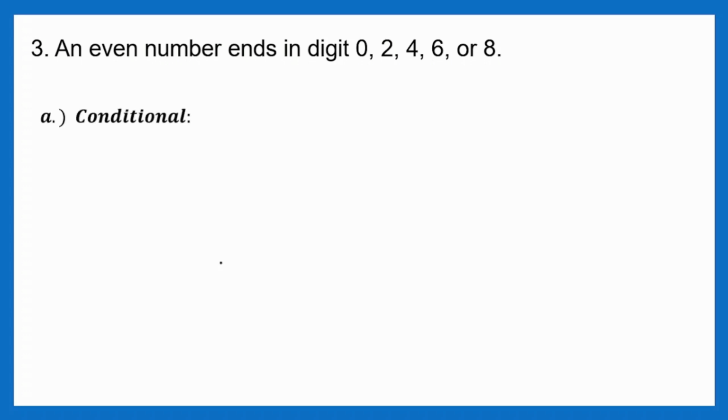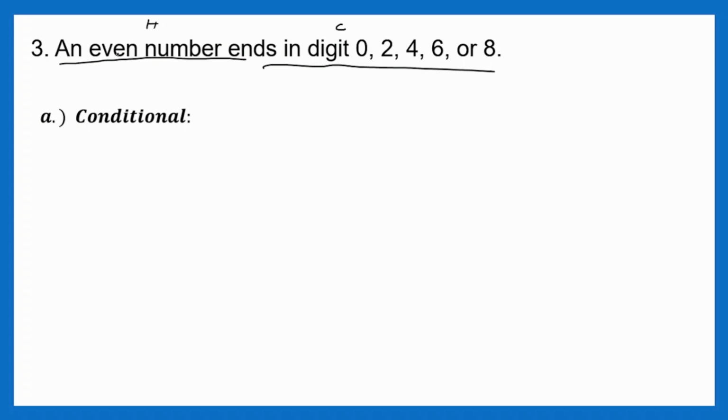So, since hindi pa siya naka-conditional, naka-simple statement pa lang siya, let's translate that into conditional. So, magiging ganito siya. Ang gagawin ko dito, if I'm the one to answer, an even number, di ba? An even number, ito yung magiging hypothesis. Conclusion is, ends in digit 0, 2, 4, 6, 8. Ito ang hypothesis, ito ang conclusion. So, an even number, I'm going to ask myself, ano ba ang even number? Ano bang pwede kong ipang-describe sa even number?